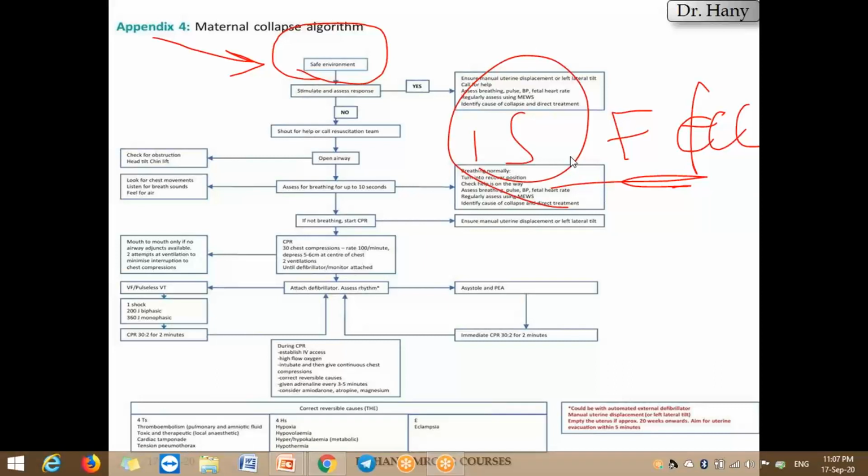The most common cause of collapse is epilepsy, my dear. They wrote it by mistake in the old guideline, and they removed it in the new guideline.